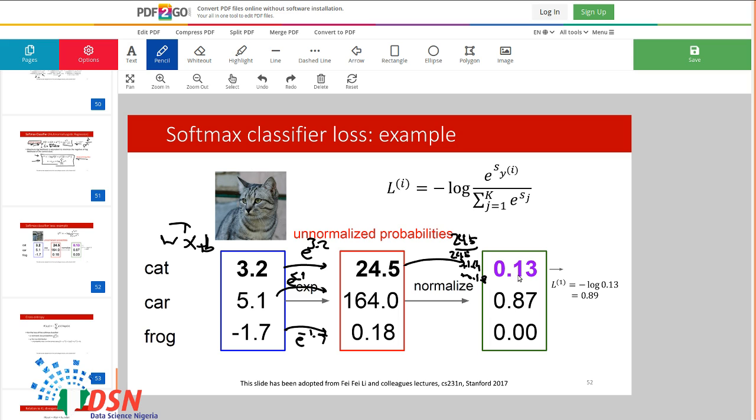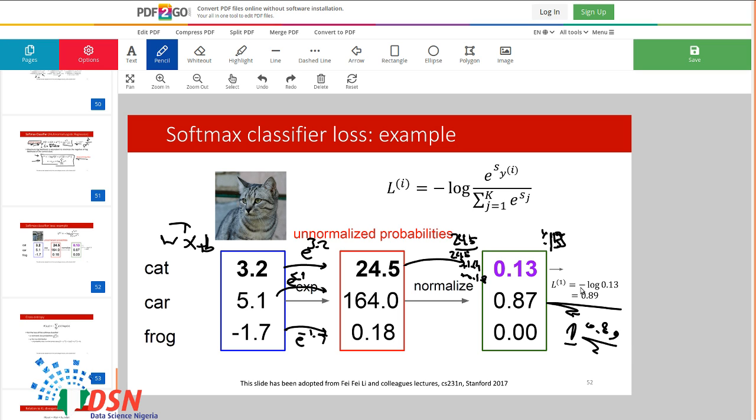So the sum of all of these is 1, and we could say that the algorithm predicts that the input is 13% cat, 87% car, and 0% frog. So it actually is not doing very well because it predicts it is car. If we calculate the loss function for the first class, we could see that it is 0.89.